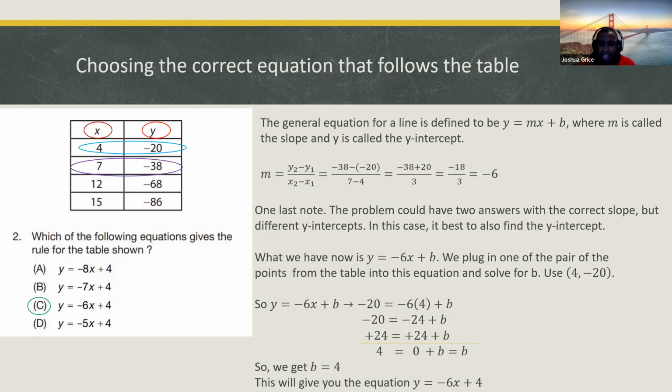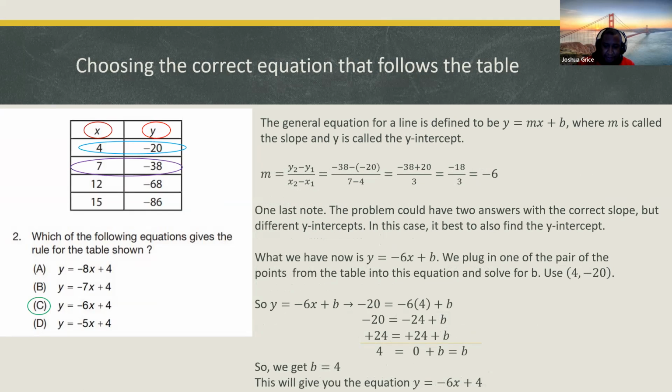And just one last note is, this is just showing you, if you had, let's say, two answer choices which both contain -6, but they were adding and subtracting different values. So they had different b values that they were adding or subtracting.